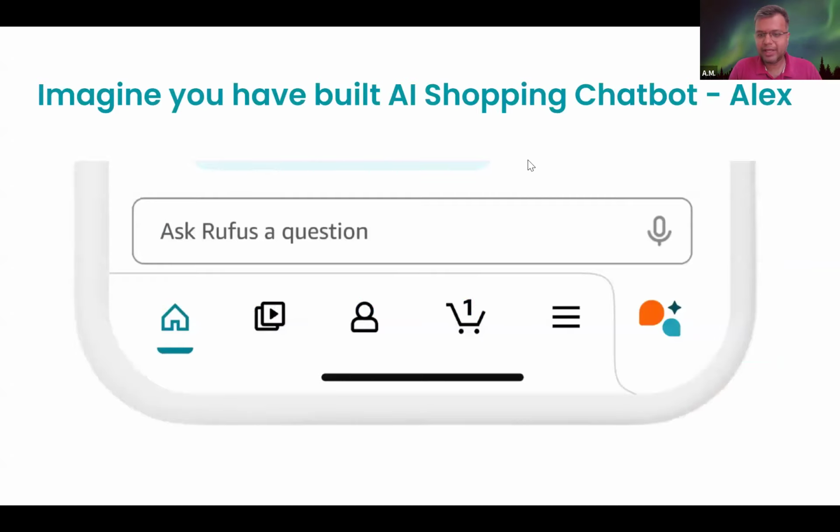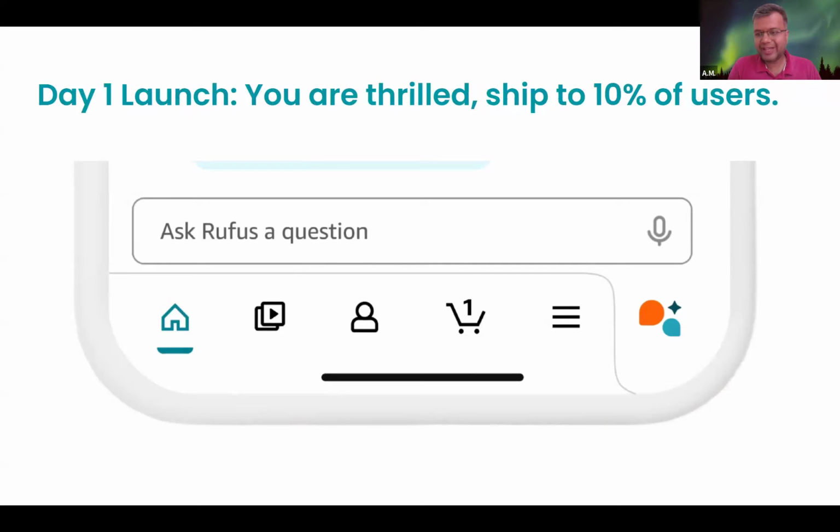Let's understand this with an example. Say you're creating an AI chatbot similar to what Amazon has created for their website, which is Rufus. This chatbot is supposed to be an interface across the entire app and cover all customer queries, related to services, products, or shopping. When you launch it on the very first day, you ship it to approximately 10% of users. Everything seems to be working fine. The product is behaving exactly the way you envisioned, and you think you created a great product which is not breaking.